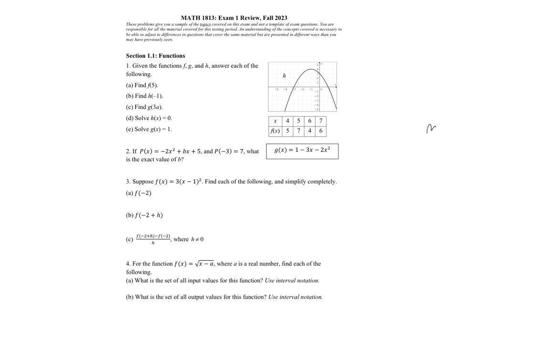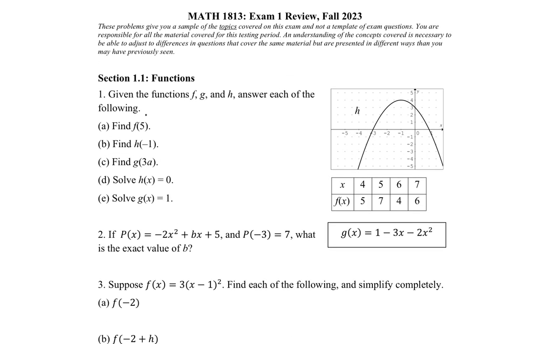First, we need to find what f of 5 is. When I look at this, 5 is the thing inside the parentheses. That is my input. So I'm going to go to the table. The x's are my input, so my input is 5, and my output is 7.